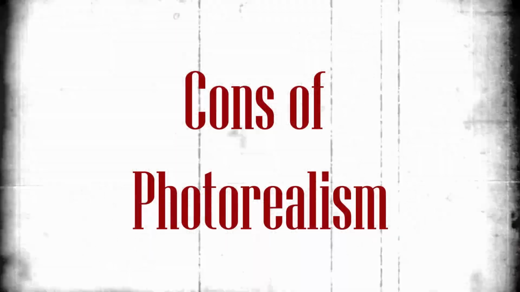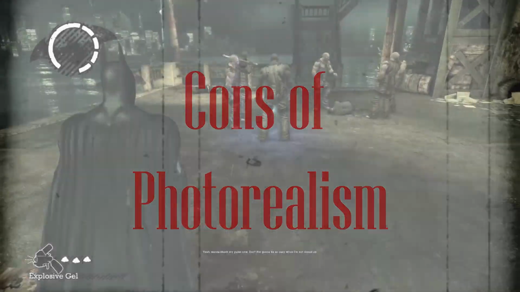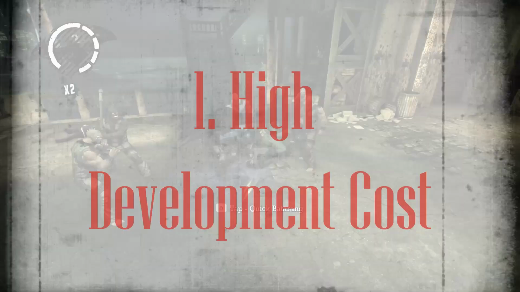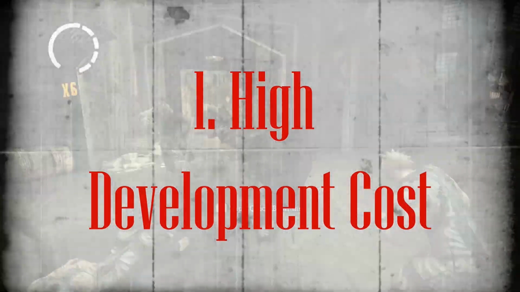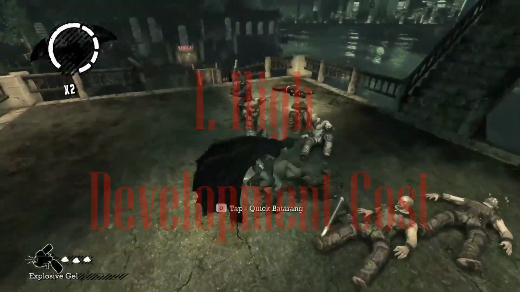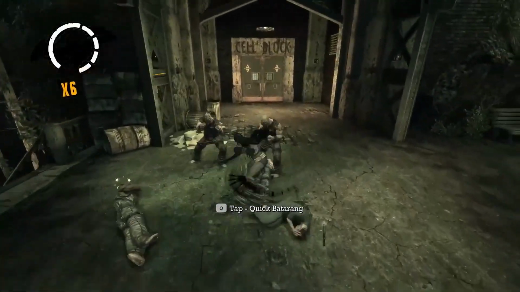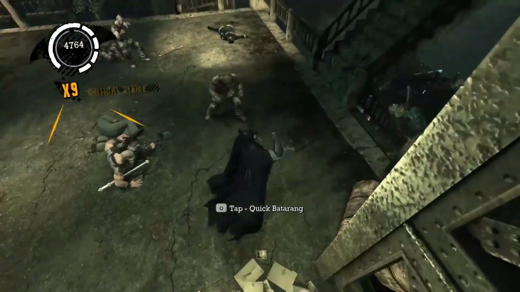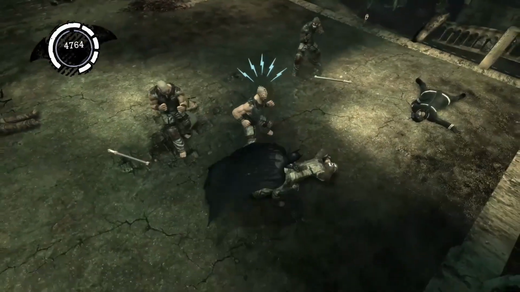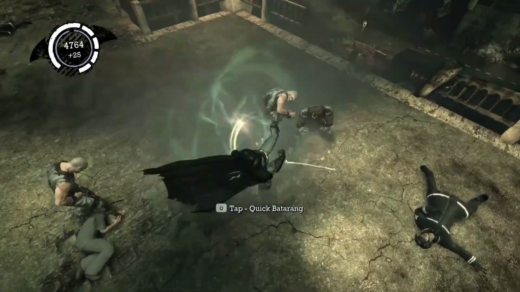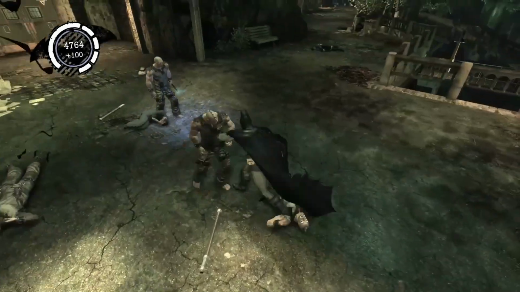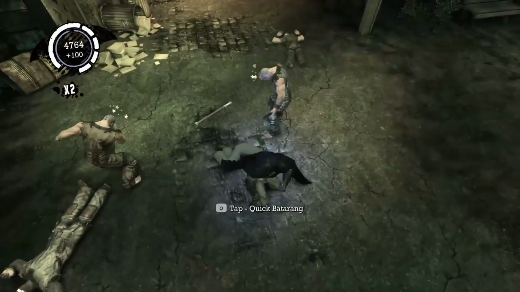Cons of photorealistic games. 1. High development costs. Developing photorealistic games is incredibly costly, with budgets often running into the hundreds of millions. This financial burden can stifle innovation and limit market competition, as only well-funded studios can afford to pursue such projects.